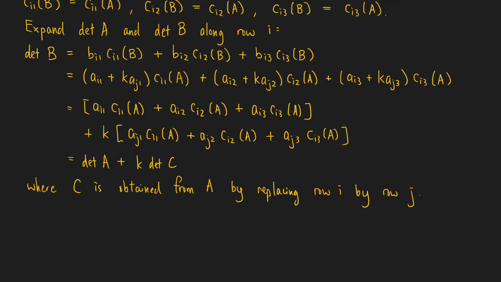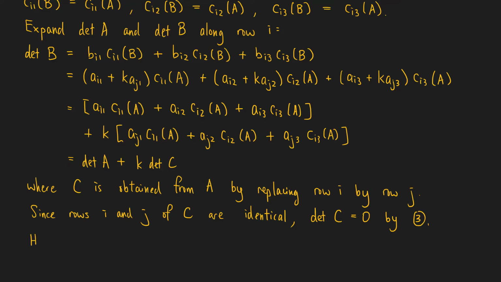Indeed, the only difference of the second pair of brackets from the first is that the entries are from row j instead of row i. So if we replace row i of A by row j, this is exactly the expression of the determinant by expanding along row i. Now, since row i and row j of C are identical, the determinant of C equals 0 using the third property. Hence, the determinant of B equals the determinant of A.